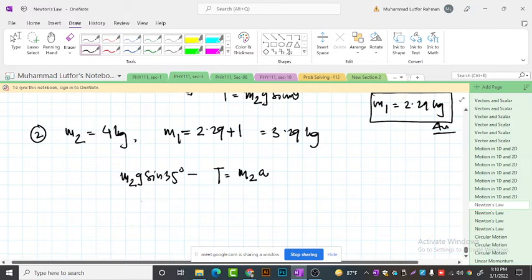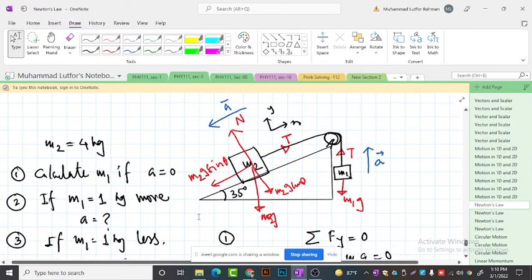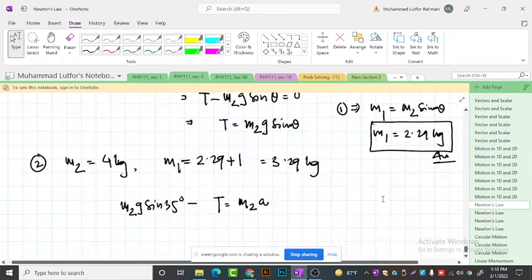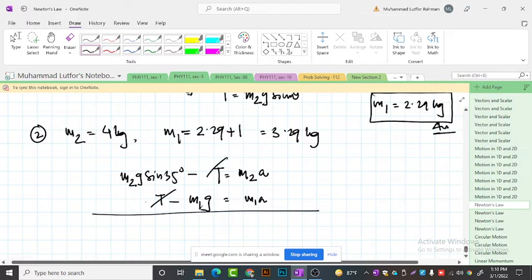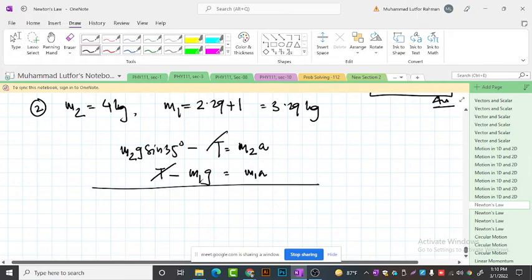For body 1, since I consider M2 moving downward, M1 will move upward. In that case, t must be greater than M1g. So I'll write t minus M1g equal to M1a. I find two equations, and I'm going to add them together. Then the tension t, which is the unknown parameter, will cancel out. Then your equation would be M2g sin 35 minus M1g equals (M1 plus M2) times a.